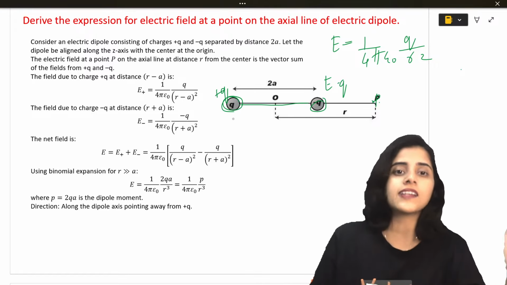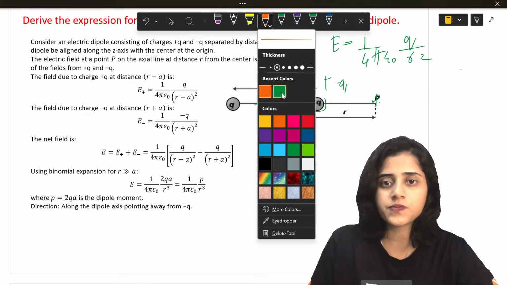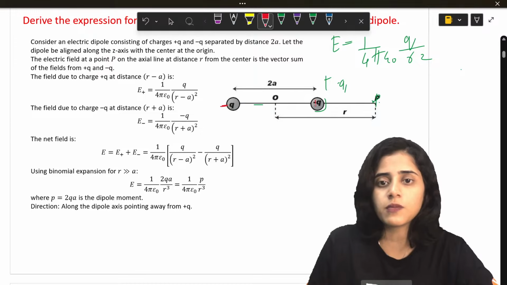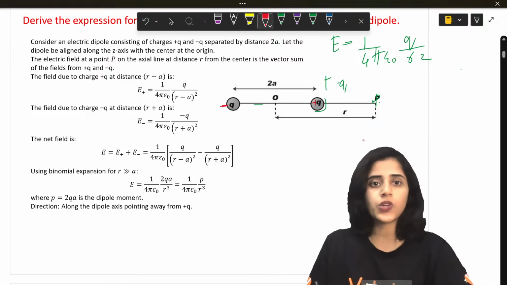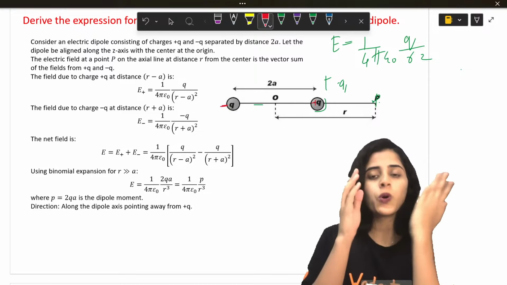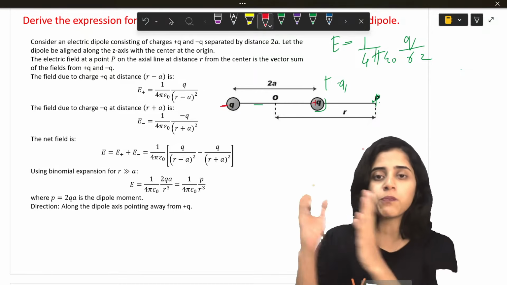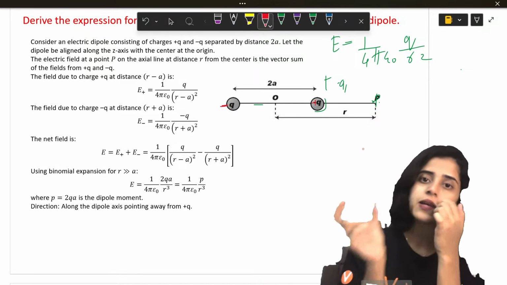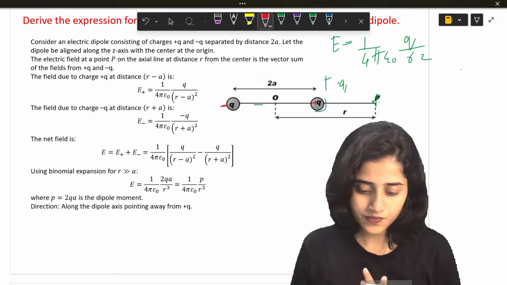Okay, students, it's good if you can make this diagram. You can make this minus Q and this can be plus Q. And for plus Q, what will it be? The distance from point P will be r minus a.